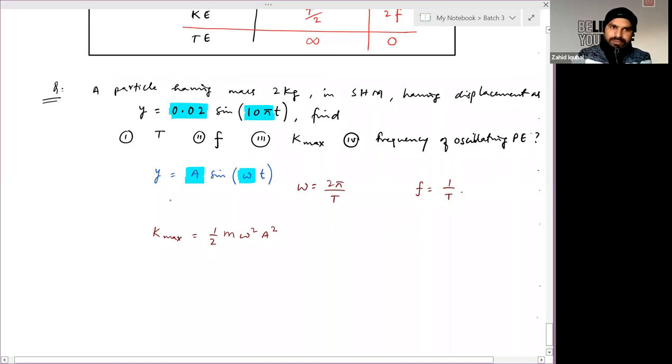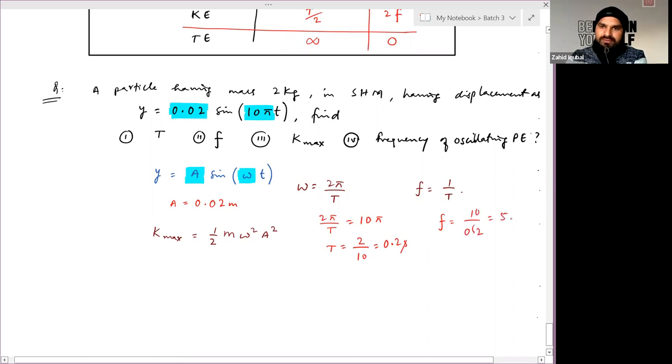On comparing these two equations, you will write A equals 0.02 meter and omega equals 10 pi. So 2 pi by T equals 10 pi. So T will equal 2 by 10, that is 0.2 second. And frequency will be 1 by 0.2, so it will be just 5 hertz.